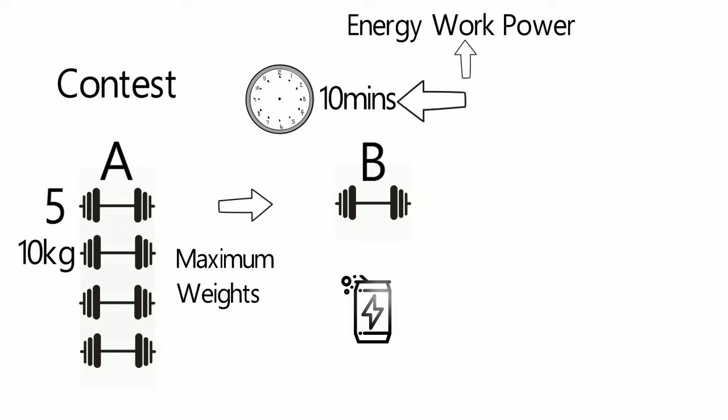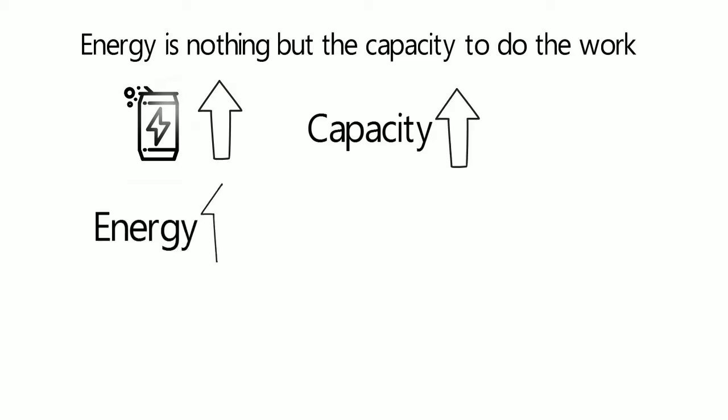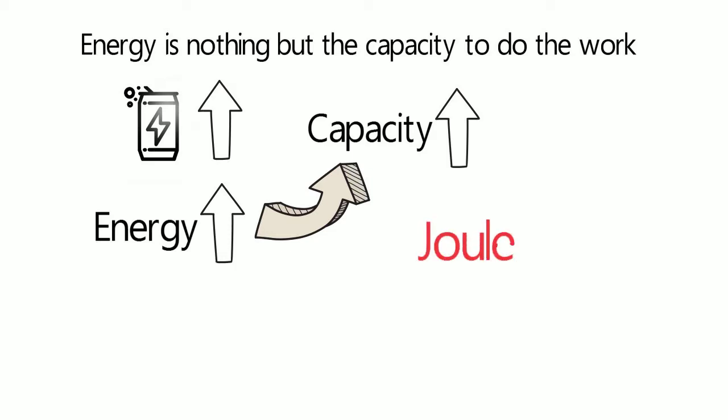Now here comes the concept of work, power and energy. Energy is nothing but the capacity to do the work. Before the contest, the energy drinks which were given gave the contestant the capacity to lift and move the weights. The more energy drinks given, the more is the capacity to do the lifting. Similarly, the greater the energy of the system, the greater is the capacity to do the work. The unit of energy is joule.